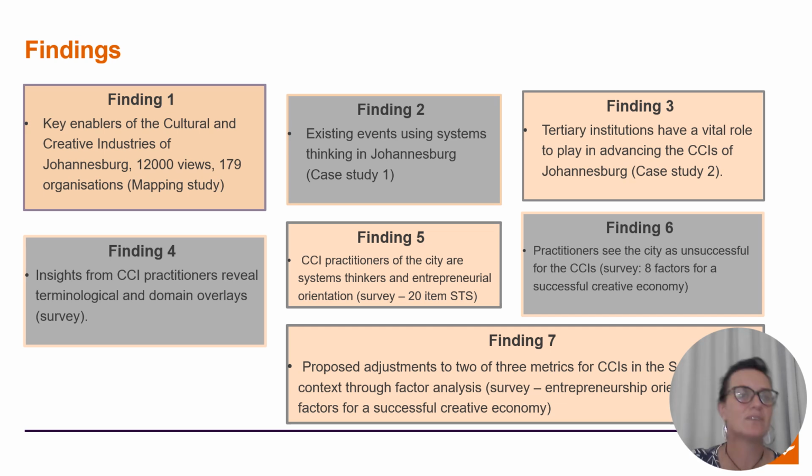The 6th finding was that practitioners see the city of Johannesburg as unsuccessful for the creative and cultural industries in 6 of the 8 categories. Only 2 categories had a mixed result of successful and unsuccessful. The final finding was proposed adjustments to 2 of the metrics, entrepreneurial orientation and the 8 factors for success, working within the cultural and creative industries and working within the South African context.